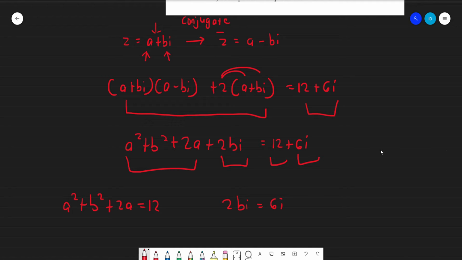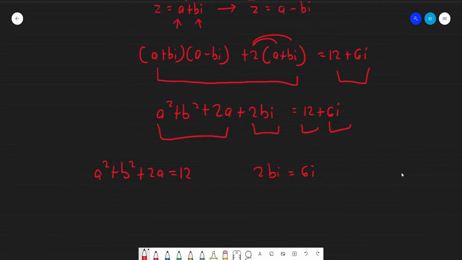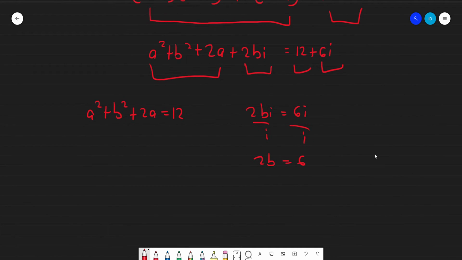We can cancel the i, because the left-hand side and the right-hand side have the same term, i and i, both of them with the same value. So if we divide both sides by i, we get 2b is equal to 6, and then we divide both sides by 2, and we get b is equal to 3.